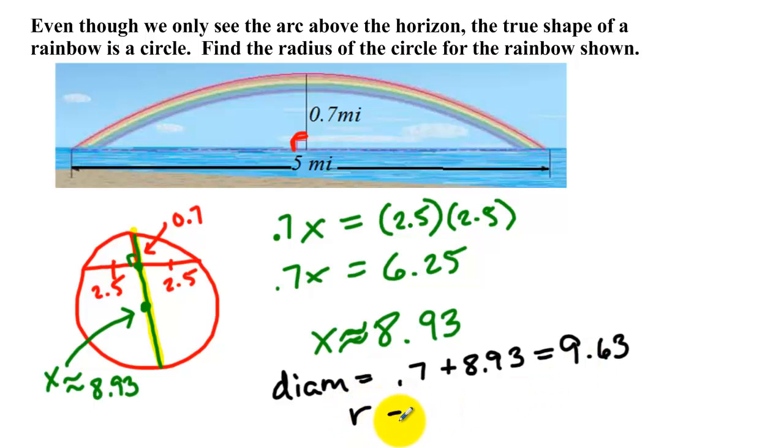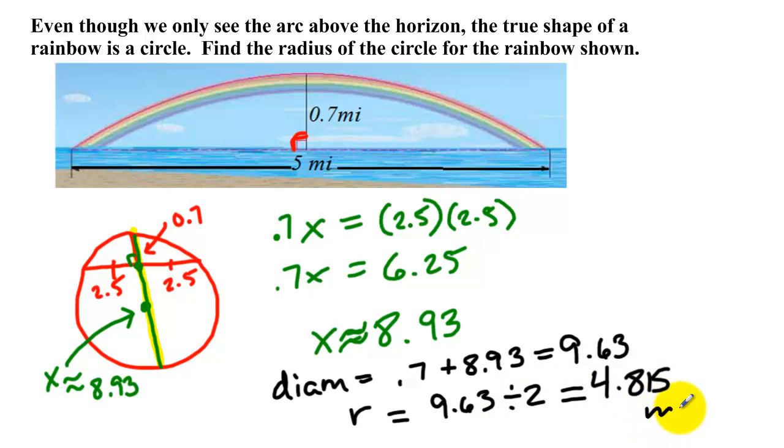And therefore, the radius is just dividing that by 2. So the radius will be divided by 2. Final answer of 4.815. And units, of course, miles. So that would be the radius of the rainbow if we saw the whole thing.